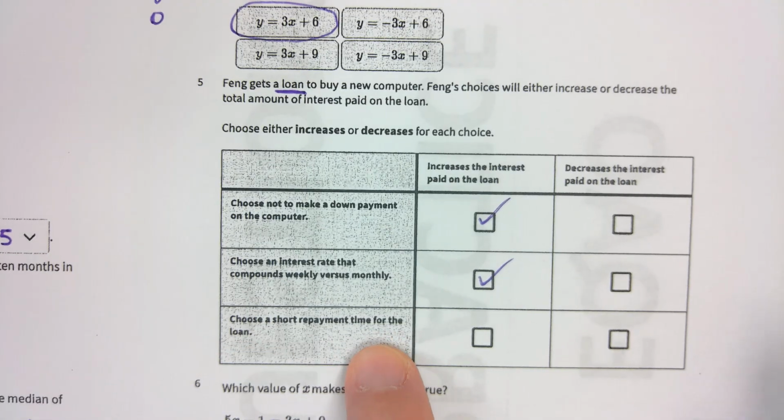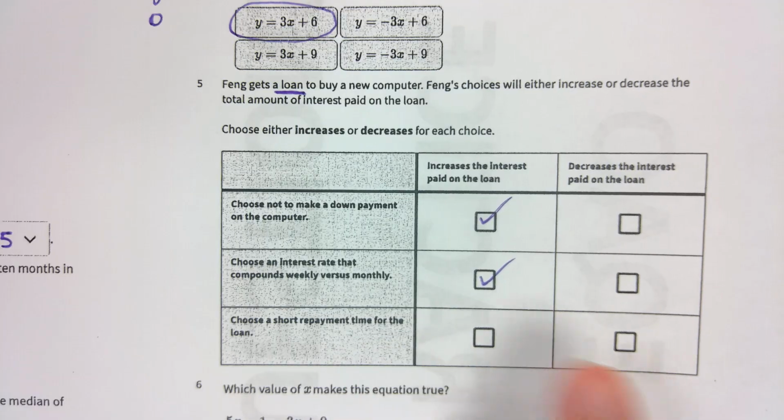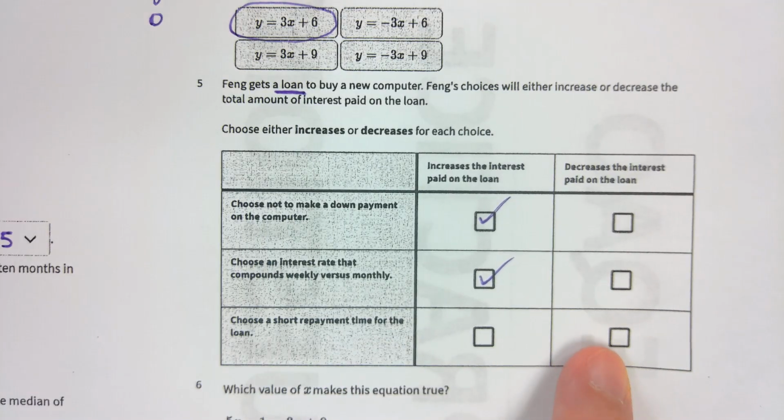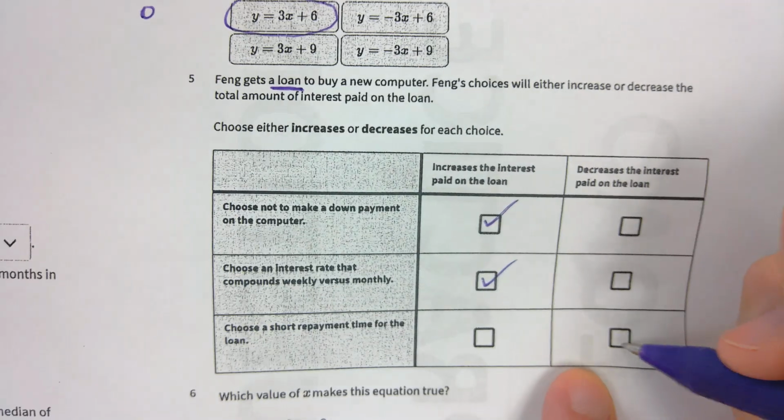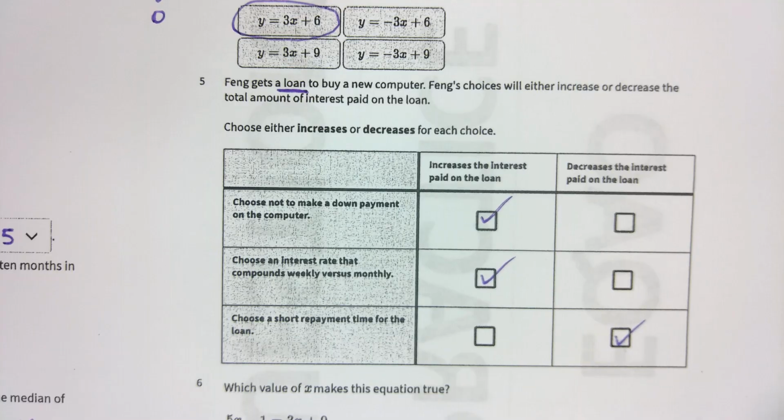So instead of paying off that computer in 1 year, you decided to pay it off in 1 month. Does it increase or decrease the interest? Decrease. Right. All right. And for this question, you don't need the compound interest formula. You don't need the simple interest formula. It's just common sense. Pay it off sooner, less interest. Don't put a down payment, more interest. Right?